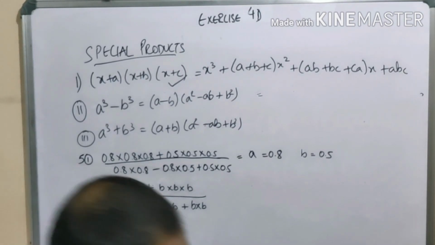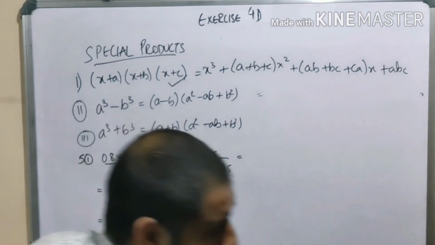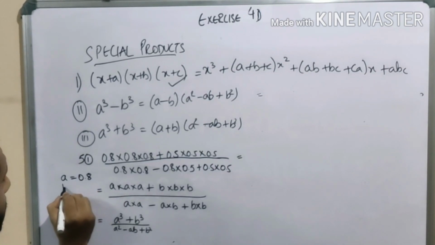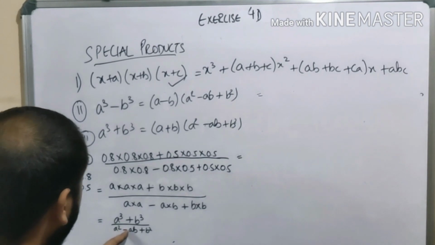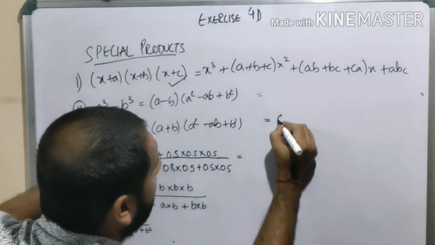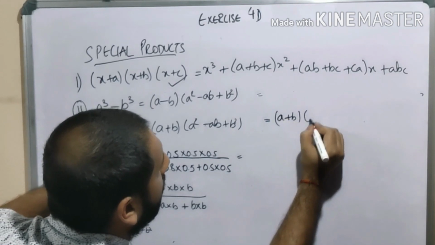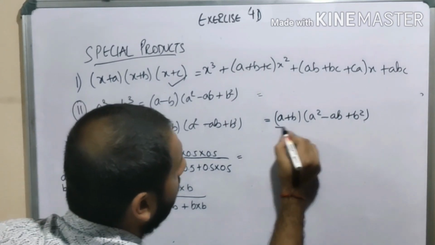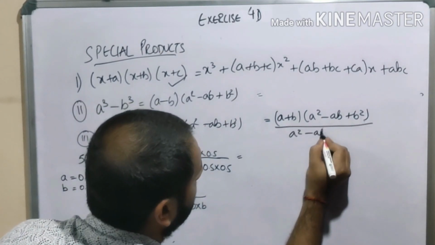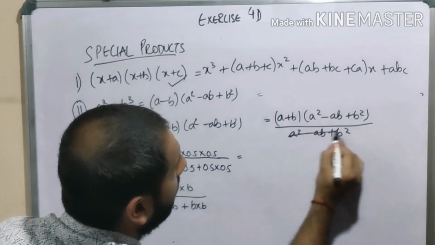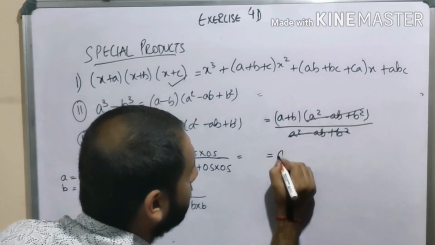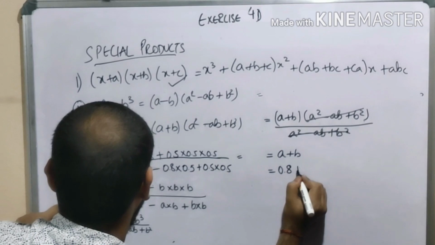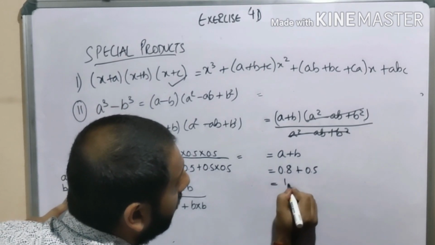Alright, I'll rub this. I'll write it here. Let a is equal to 0.8 and b is equal to 0.5. So if I break this formula, a cube plus b cube becomes a plus b into a square minus ab plus b square, divided by a square minus ab plus b square. Okay, these get cancelled, so ultimately what you get is a plus b. So I'll replace it. What was a? 0.8, sorry, and b was 0.5. So when I add this, it becomes 1.3. This is the answer.